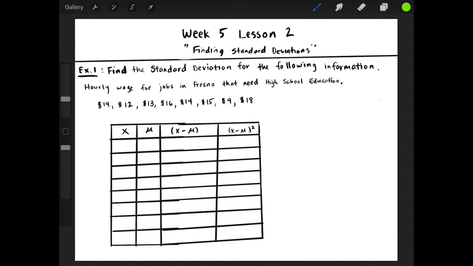This is week 5 lesson 2, and what we're going to do today is go through one of these examples where we're actually going to find standard deviation. Again, if you don't remember, standard deviation is the average distance away from the mean for each piece of data, right? So it's how far away is everything from the mean, or how spread out is our data. That's how we find the standard deviation.